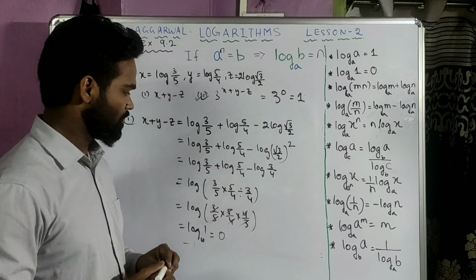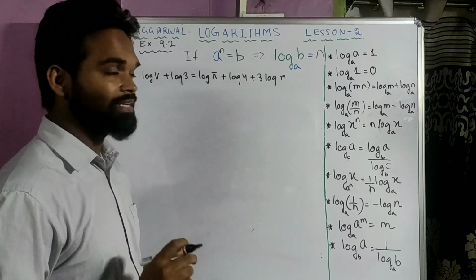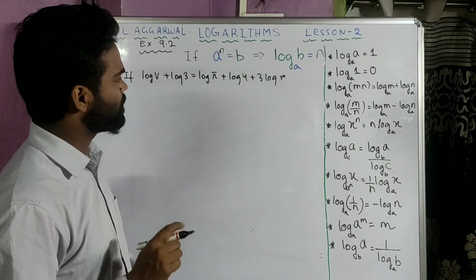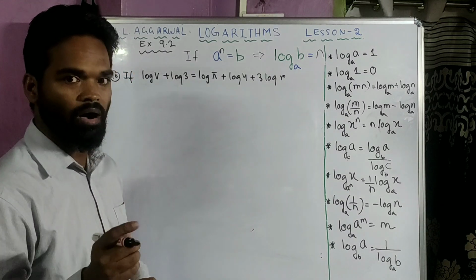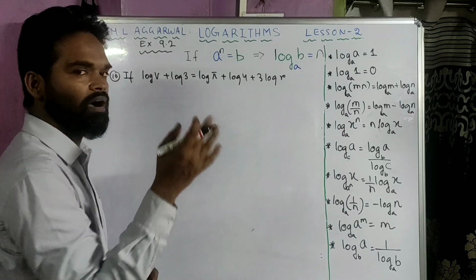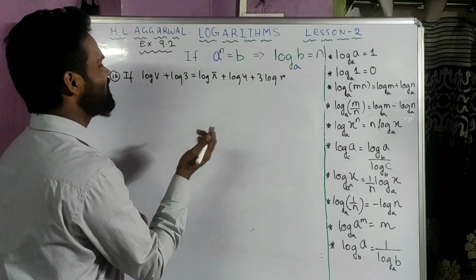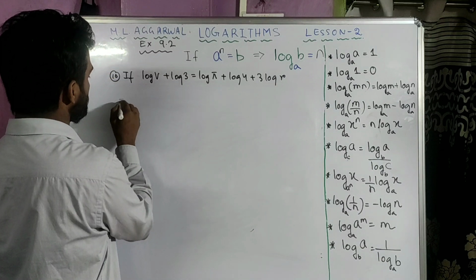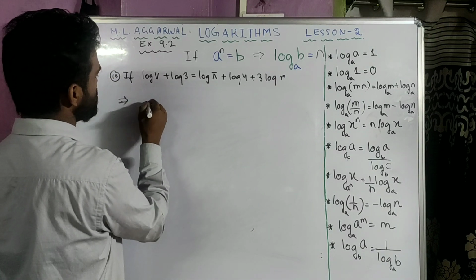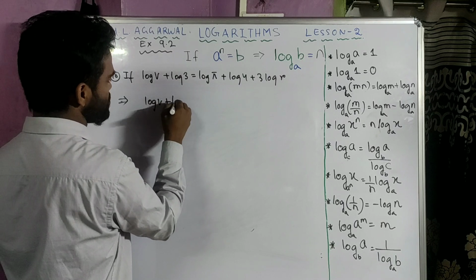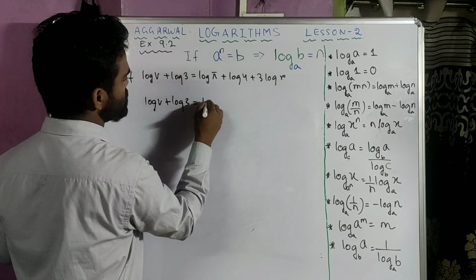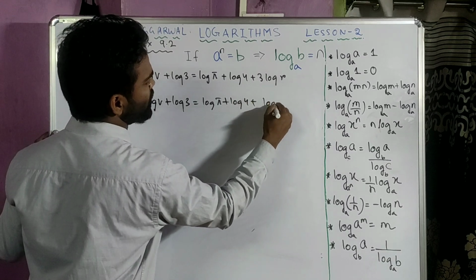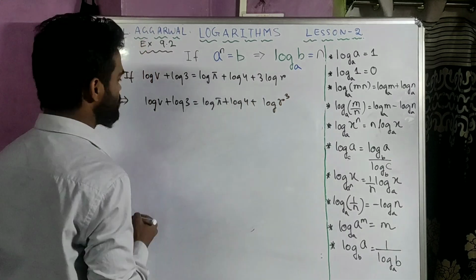In the second part the answer is 1. Clear? Now we look at the next sum. Now look at sum number 10. If log v plus log 3 equals log pi plus log 4 plus 3 log r, they have told us to express v in other quantities which are there over here. Simple. Express both sides as single log. So this becomes log v plus log 3 equals log pi plus log 4 plus, this we can write, log r cube.